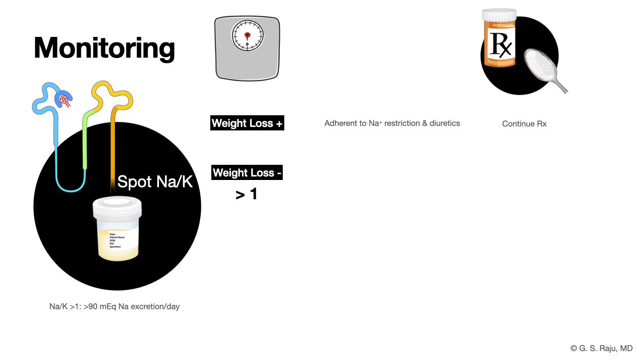The patient is not losing weight. What does it mean? That means the kidney is excreting sodium as you would expect on a diuretic, but the patient is not losing weight. That means the patient is not adherent to sodium restriction. The kidney is sensitive to the diuretic, but the patient is putting more sodium into the body instead of restricting the sodium. In that case, you send the patient back to the dietitian and counsel them about sodium restriction.